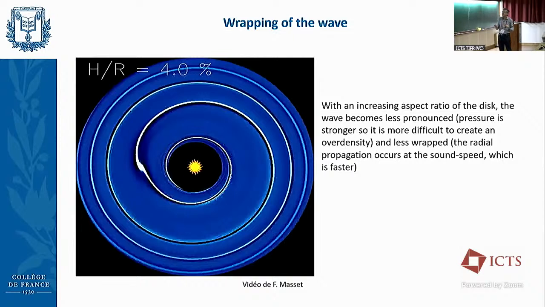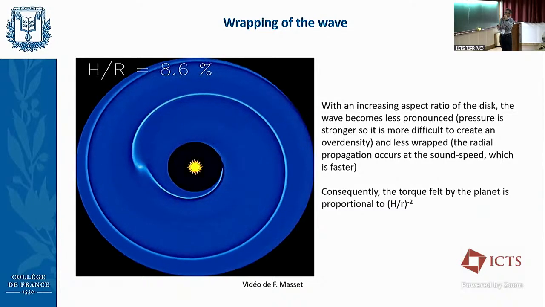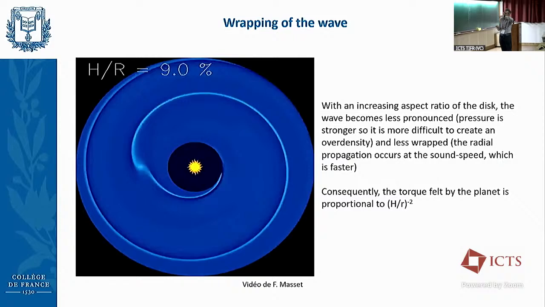Now I will show an animation of how the wave changes with increasing aspect ratio of the disk. Of course, a given disk has a given aspect ratio, which does not change. But in a simulation, you have a planet within a given disk, and then you change the aspect ratio of the disk to see how the wave changes. And this is how it goes. As you can see, with increasing aspect ratio of the disk, the wave becomes more and more pale, less pronounced, and it's also much less tightly wound than it was before.